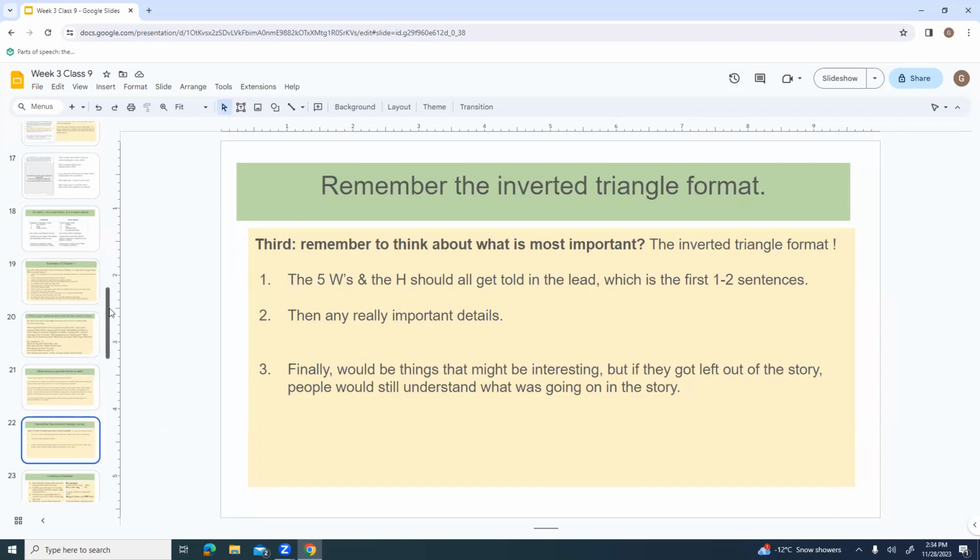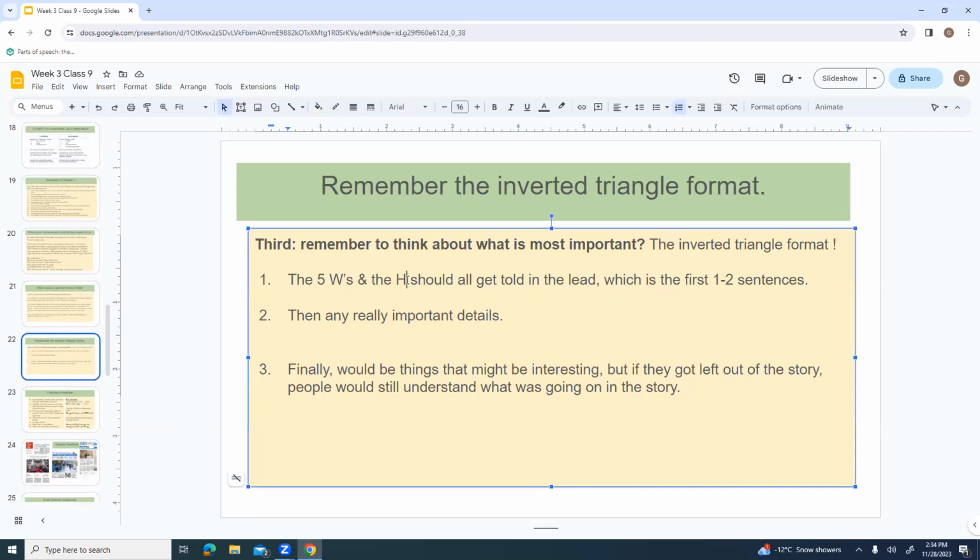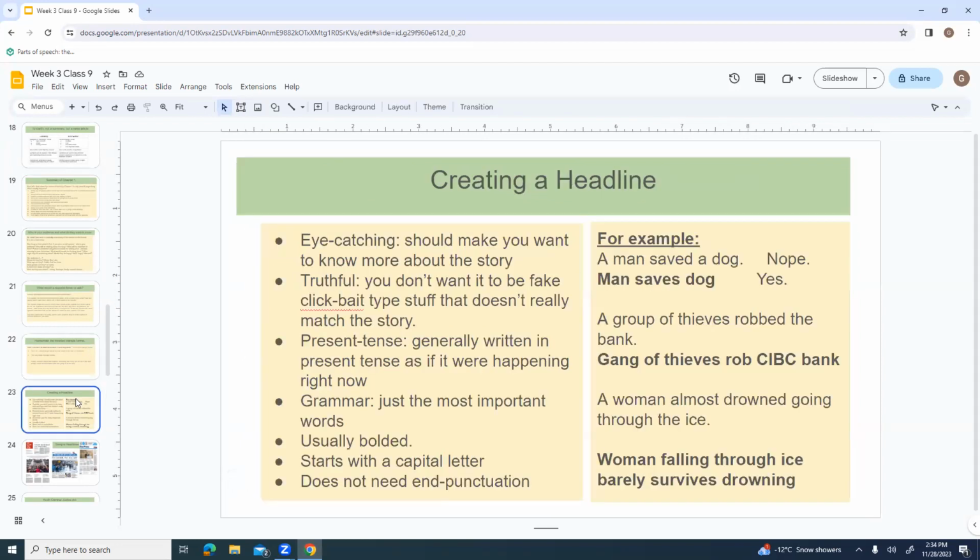Remember that inverted triangle or inverted pyramid format, okay? The 5 W's, not necessarily the H. I'm going to take that away. The 5 W's should all get told in the lead. How might come next, right? It might be more detailed. Any really important details, which might be the how. And then things that might be interesting, but if they got left out of the story or cut, people would still understand what was going on. In a really good writing of a news article, that first paragraph or a couple sentences should tell the main part of the story to anybody who reads it.